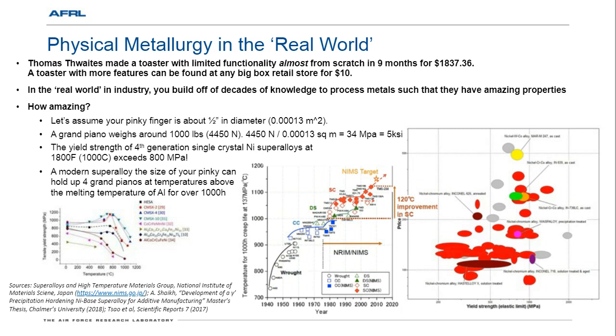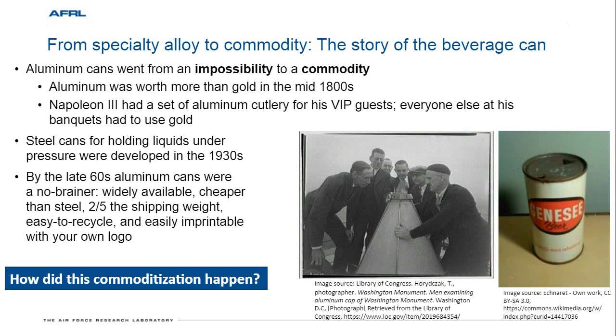All this is to point out that in the real world and industry, there's building off of decades of knowledge to process materials such that they have amazing properties. As an example, for an aerospace relevant example, a modern superalloy, the size of your pinky, can hold up 4 grand pianos at temperatures above the melting temperature of aluminum for 1,000 hours. That's pretty amazing. And this is done in some of these materials in kind of smaller batch processes.